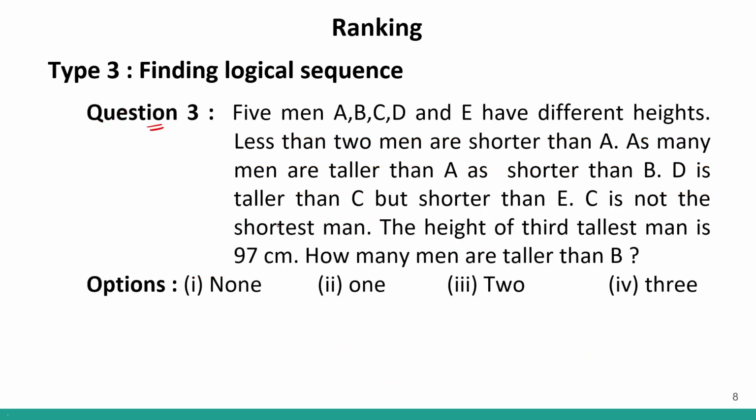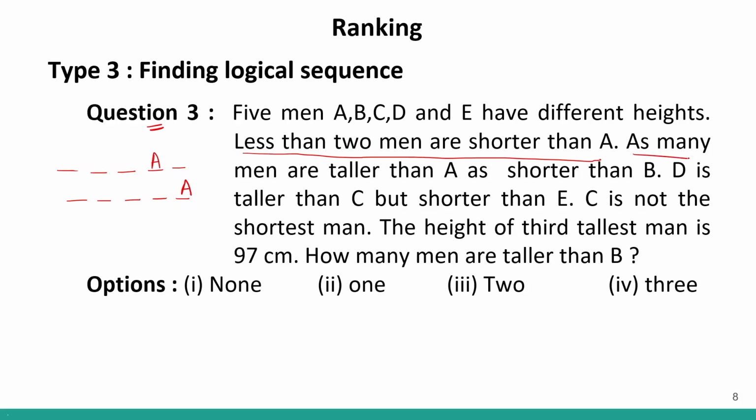Question number 3 says that there are 5 men and they have different heights. Less than 2 men are shorter than A. So 5 men, 1, 2, 3, 4, 5. So less than 2 men are shorter than A means A will be over here or A will be over here. Less than 2 means either 1 or 0.